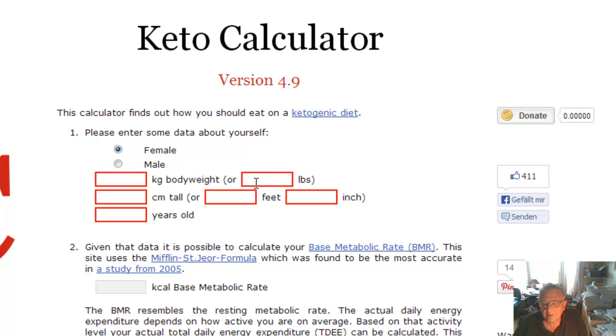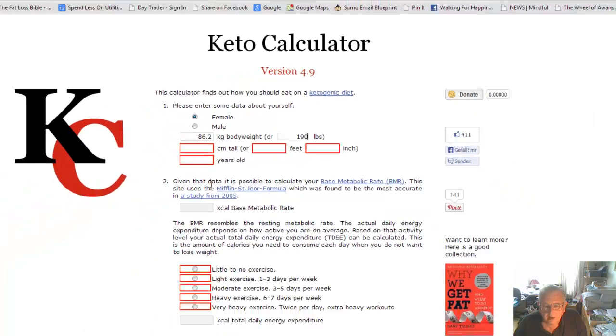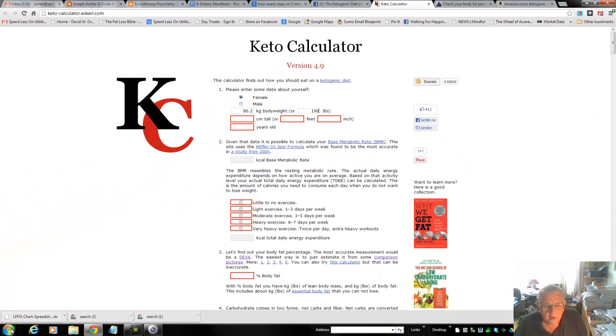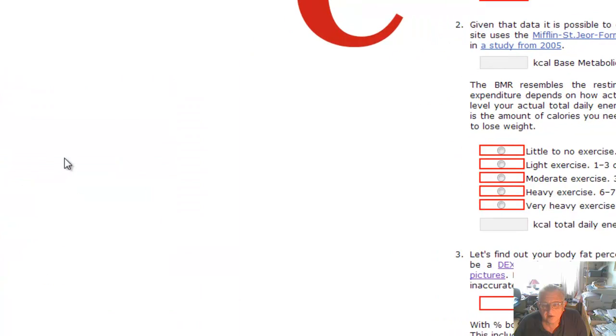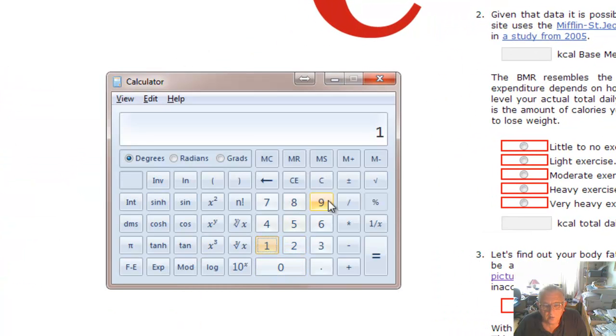It says kilograms of body weight or pounds. And it will calculate either, so you can put in either. So let's say you are 190 pounds. It's automatically calculated as 86.2 kilos of body weight. If you're English and you only work in stones, well, let's work out what 190 pounds would be in stones. Let's just go to the calculator. 190 divided by 14 pounds in a stone, we've got 13.5-ish stones.